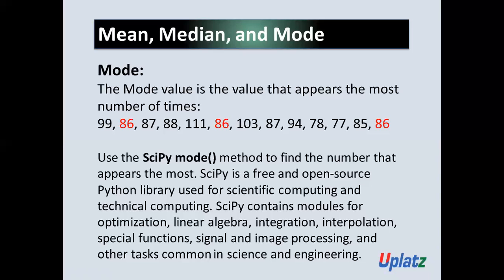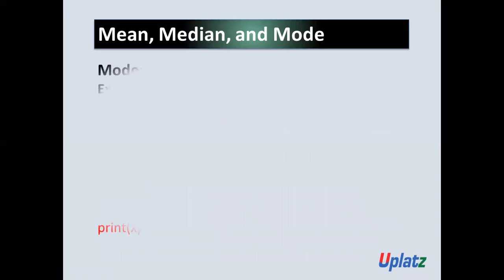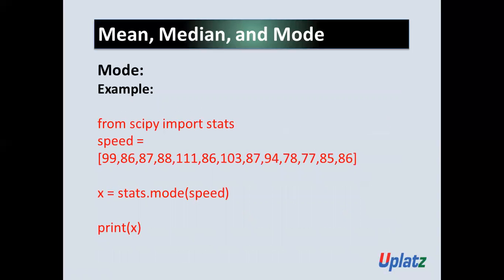Now in order to find the mode, we need to have the SciPy library. So first of all, import it. From SciPy import stats. It's very important. And then make the data. That is my speed. What is this speed? It's the list that contains the speed of 13 cars. We have registered the speed of 13 cars.